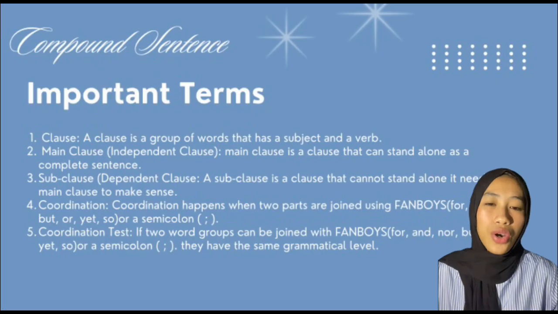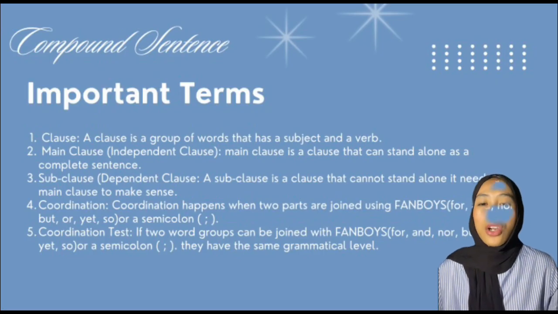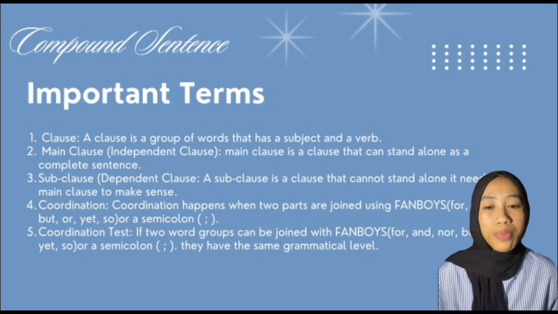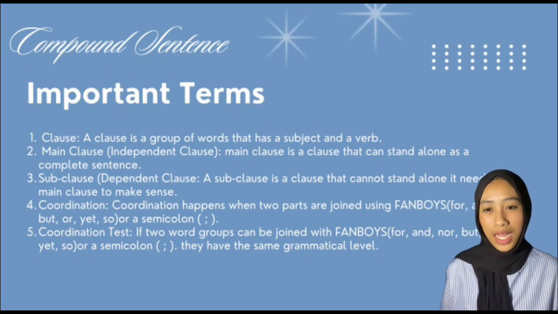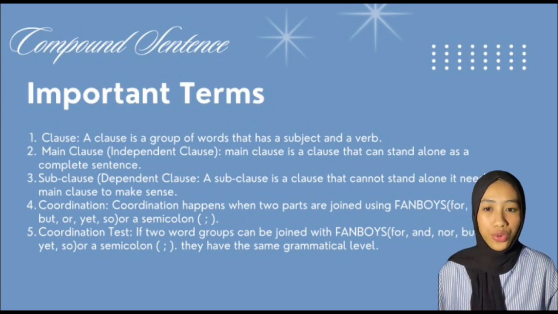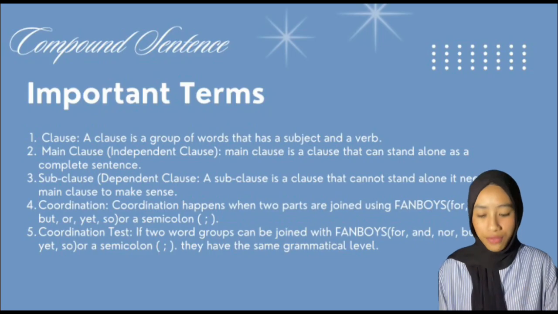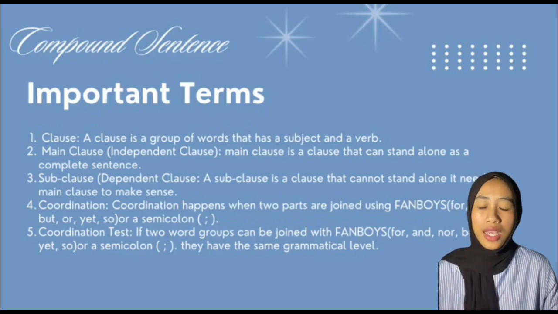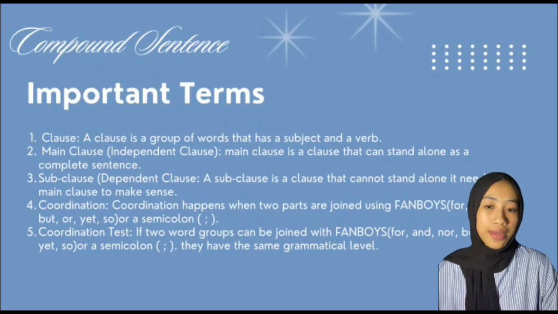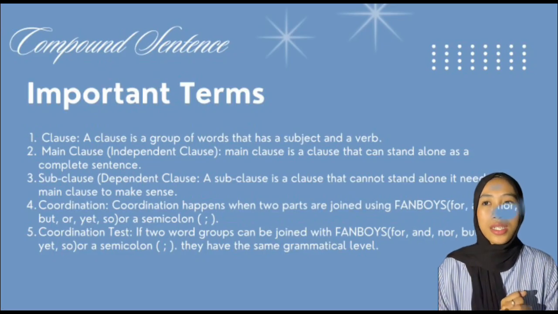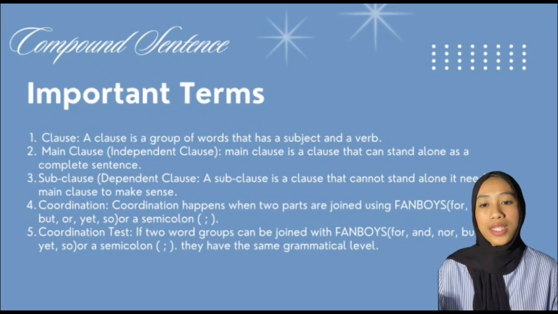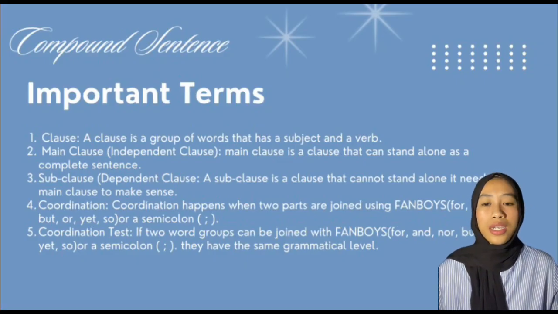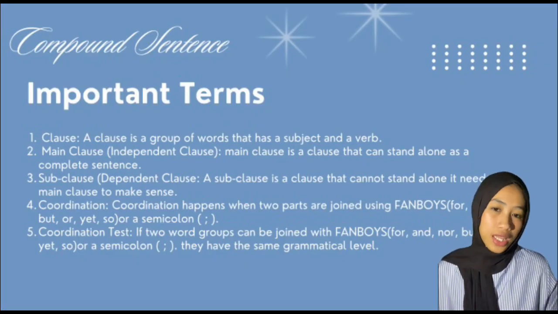And the next is coordination test. The coordination test will help us check if two parts have the same grammatical level, if two word groups can be joined using for, and, nor, but, or, yet, so, and semicolon. For example, the first sentence is sweep the floor and the second sentence is clean the wall. We can join them: sweep the floor and clean the wall.